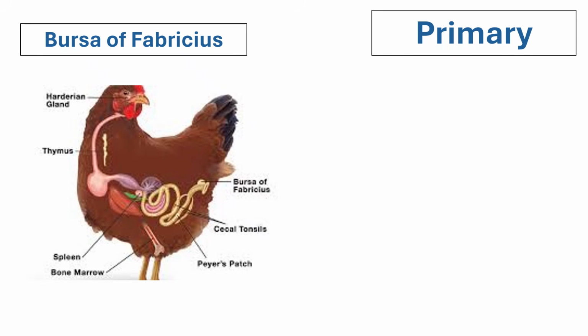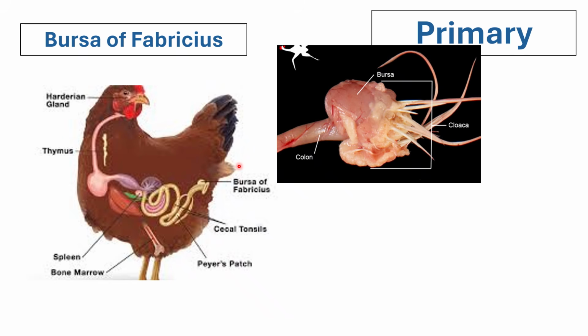Next, we have our bursa of Fabricius, and again, this is only for your avian species. Your bursa of Fabricius is seen in the dorsal area near your cloacal area, and it looks like this, okay? And for the reporters, we have sections of bursa of Fabricius in the laboratory, I think both in the virtual histology as well as the actual slides, okay?